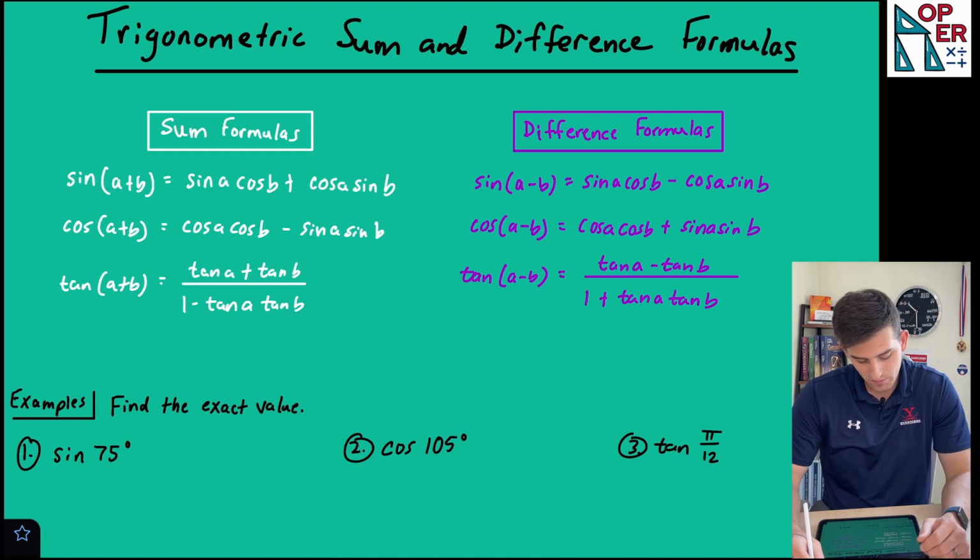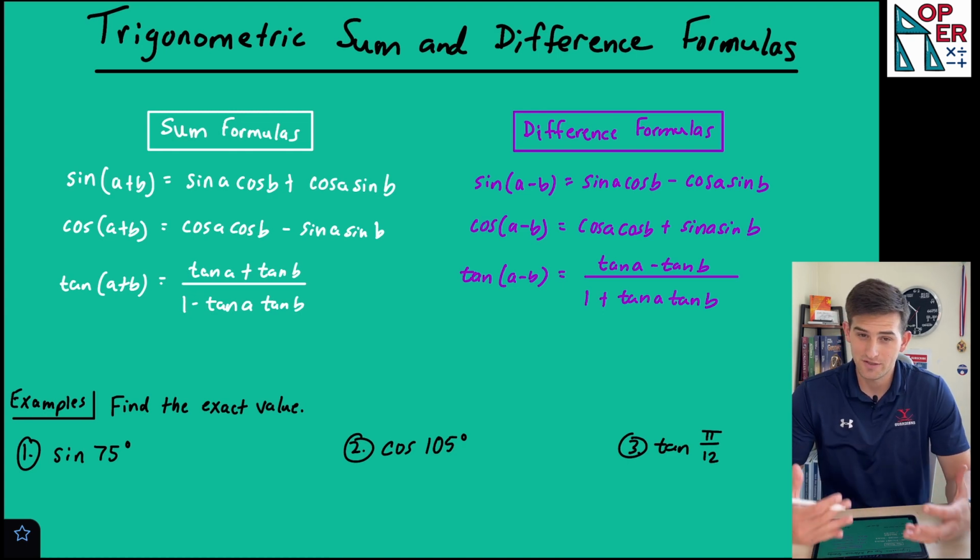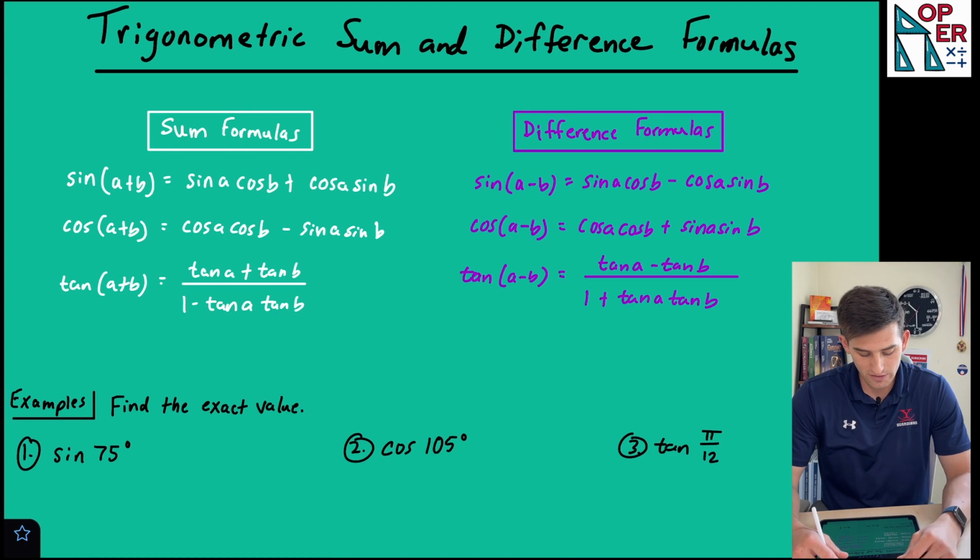And then for tangent of A plus B, we have tangent of A plus tangent of B divided by 1 minus tangent of A times tangent of B. So those are our sum formulas that we'll be working with. We might not do an example for every single one of those, but we will do an example, 1 of each for sine, cosine, and tangent.